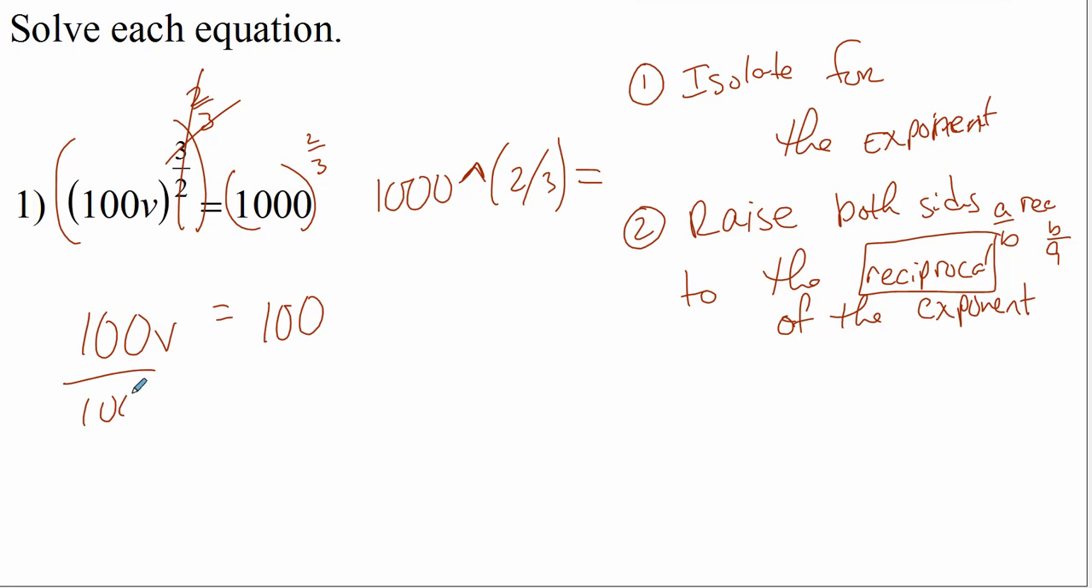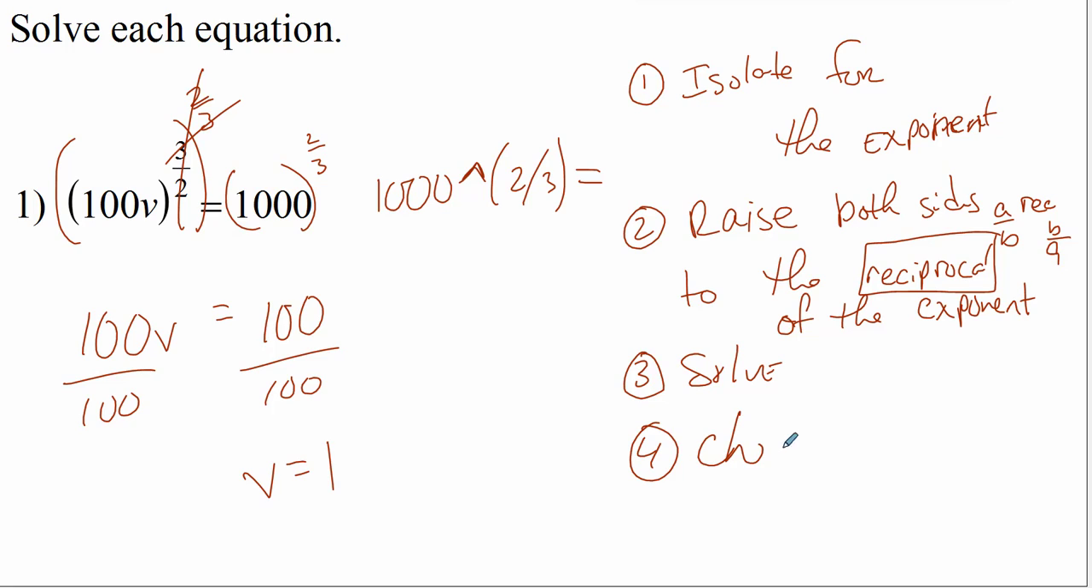Now I'm dividing, v equals 1. Okay? v is equal to 1. And you don't even have to really check. So 3 is then solve, and then 4 is check, but you don't necessarily have to check on these. There shouldn't be any extraneous solutions on these types of problems. You can check, you can very well do that, and you'll get the right answer if you plug it back in and solve. But you don't really have to do this here. Okay, let's go on to some more problems here.